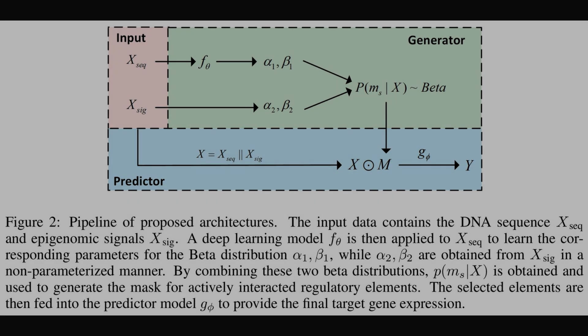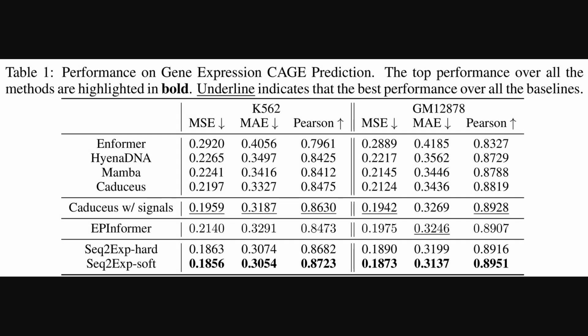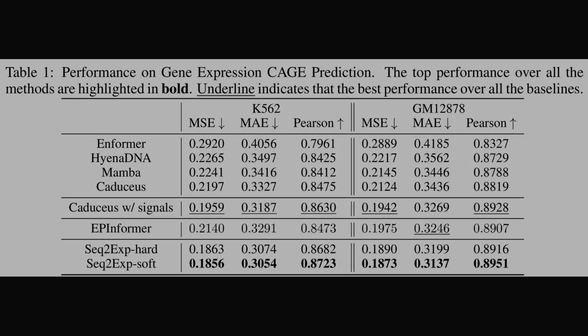expression, Y. Moving to the results, this table quantifies how well that pipeline actually works. It shows the performance on gene expression prediction for 2 cell types, K562 and GM12878, comparing Seq2Express against several other methods. Looking at the metrics like mean squared error and Pearson correlation, well, Seq2Express consistently comes out on top, achieving the best scores across the board, which really validates its approach to identifying those key regulatory elements.